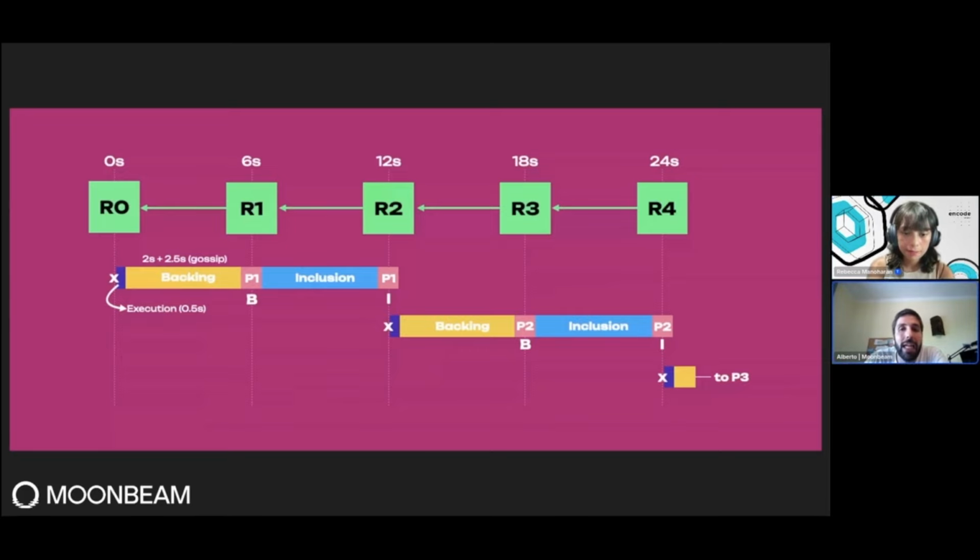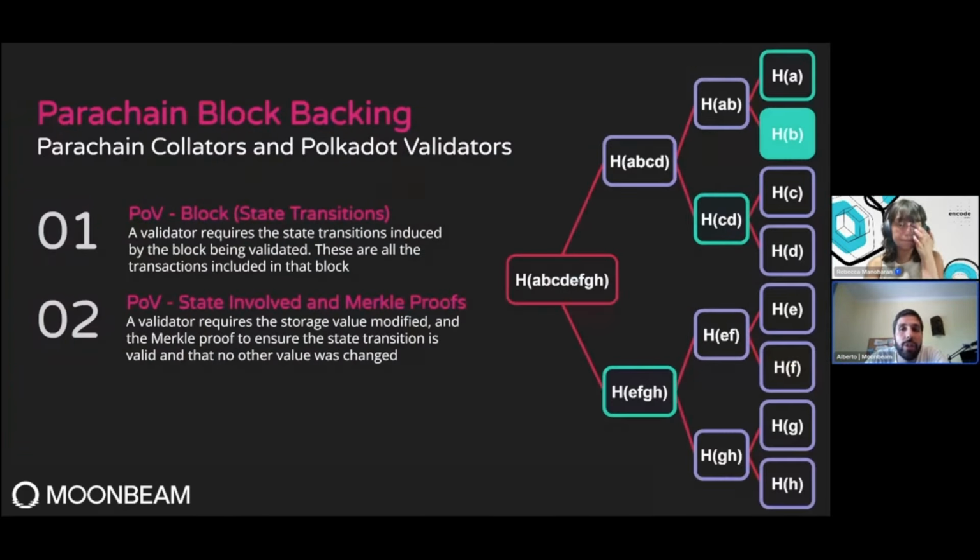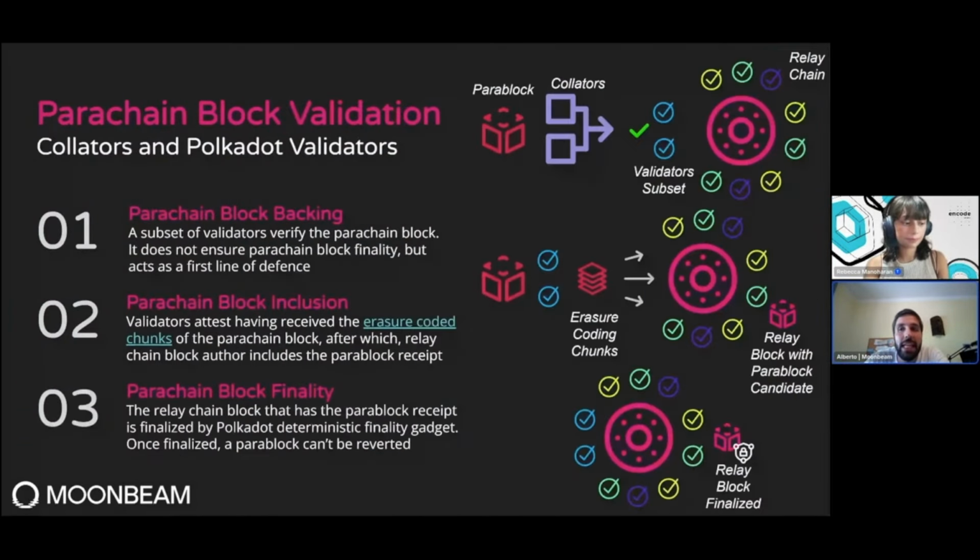Yeah, so backing is what we were discussing back here, which is the process of basically a subset of validators of the relay chain verifying that the block state transition is valid, that the migration of state within that block is okay. So the collator or the parablock producer was not cheating, okay? And so this is only done by a subset of validators from Polkadot. It's not done by the entire validator set, because if not, it wouldn't be performant.